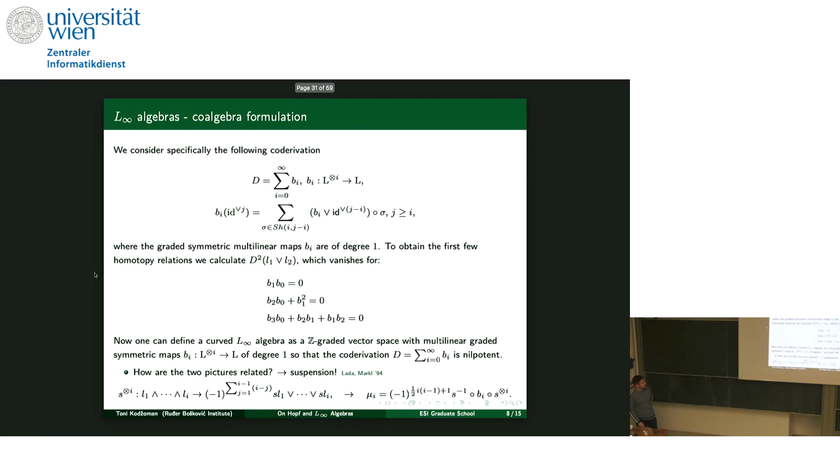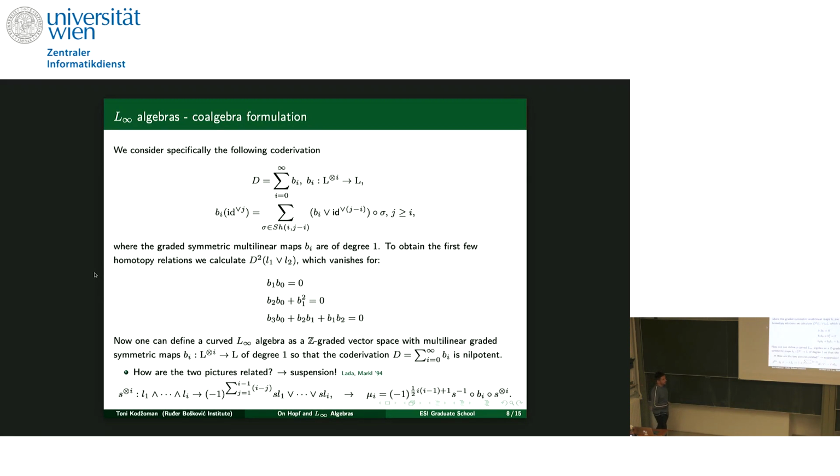Well, the answer is given with the suspension map, because the main issue here is when we did it in the algebra formulation, the mu_i maps had degree 2 minus i. And in the co-algebra formulation, all of these maps B_i have degree 1. So we have to relate these two in some way to one another. We do it with this suspension map, where we basically shift the degree of one vector space by 1 to the other, and as a consequence, the maps actually get shifted in exactly the right manner as we desire. So from 2 minus i exactly to 1.